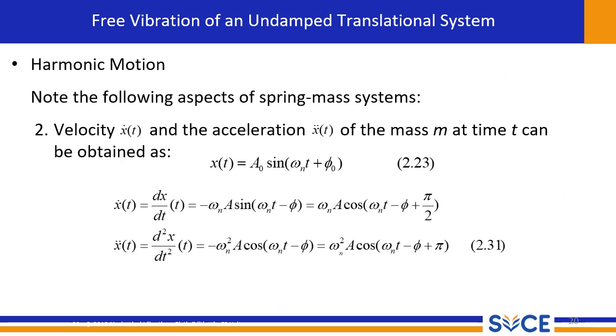We understood the displacement of the mass in our previous slides, but what about its velocity and acceleration? These are crucial for fully describing the motion and understanding the forces involved. Let me see. The displacement x of t is given by the equation A naught sine of omega n t plus phi naught. Remember, A naught is the amplitude, omega n is the natural frequency, phi naught is the phase angle.